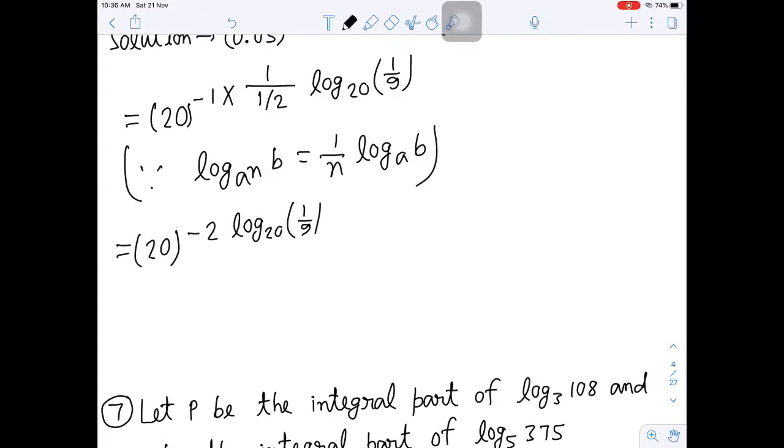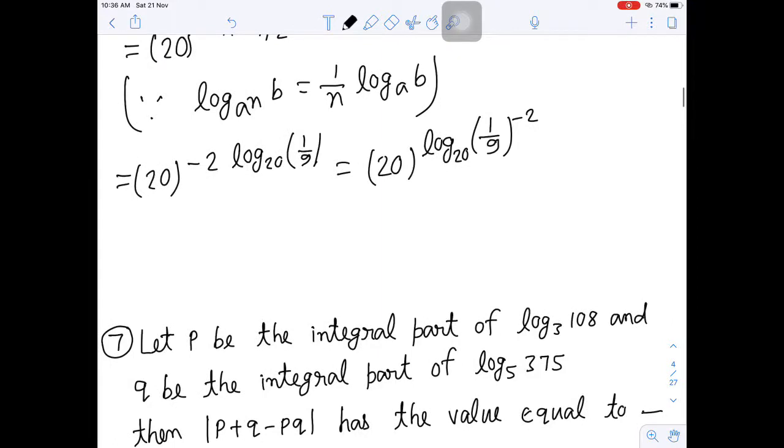Now as you know, whenever in log you have a number outside, that will become the power of this 1 by 9. You know that rule, right? If base is b and a to power n is there, it can be written as n log a base b, so this power comes out. Similarly, if n is a number which is present outside the log, that will become the power of a. So it will become 20 raised to power log 1 by 9 power will be nothing but minus 2 and base is 20.